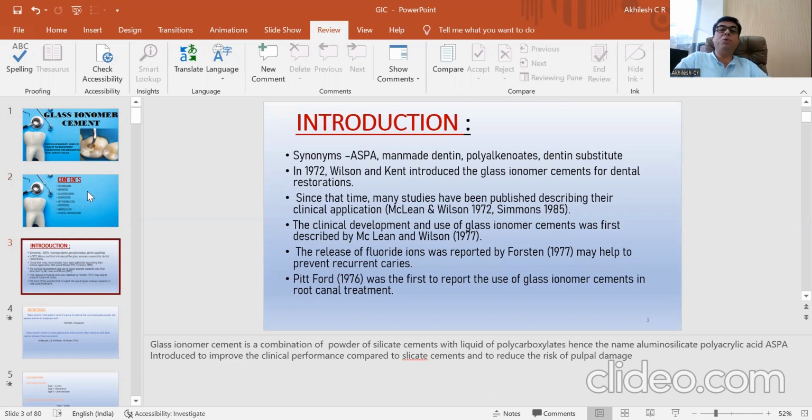Glass ionomer cement was introduced in 1972 by Wilson and Kent. Since that time, many studies have been published on its clinical application. McLean and Wilson also in 1972, and modifications were done by Simmons in 1985. The clinical development and use of glass ionomer cements were first described by McLean and Wilson. The release of fluoride ions was reported by Forsten in 1977 and may help to prevent recurrent caries.